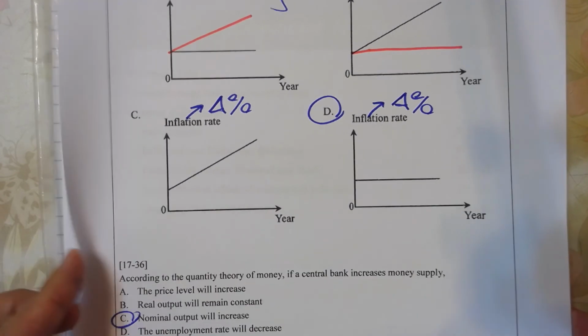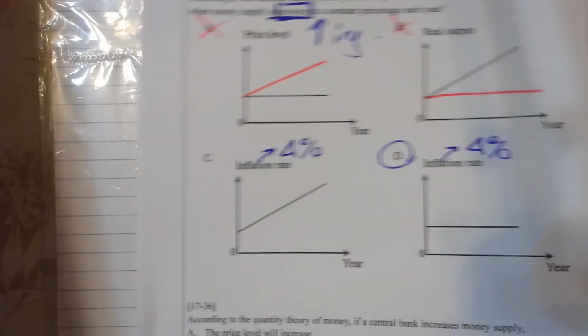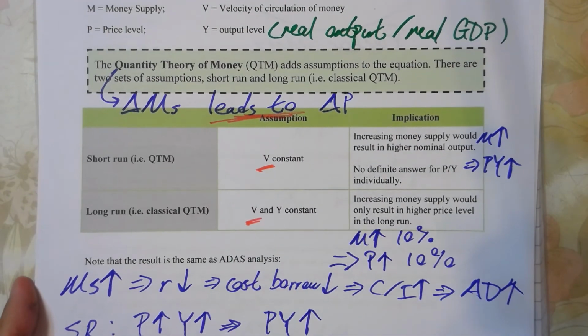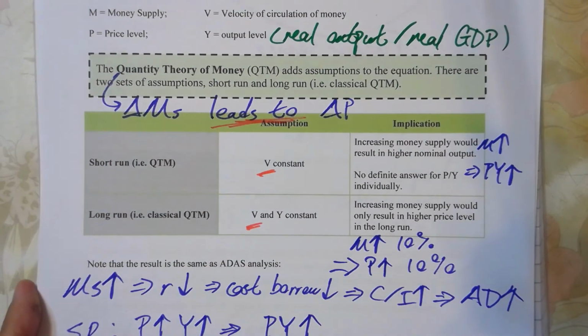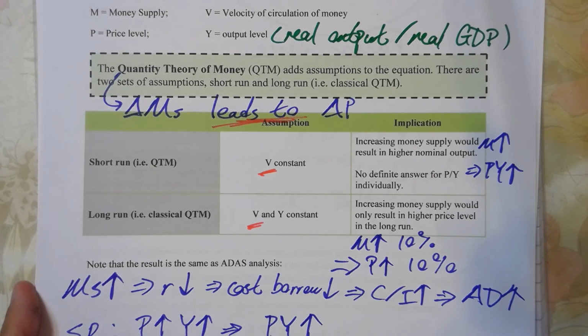Okay, so for this video, we have talked about the QTM. Remember this table, QTM, nothing too difficult. You just need to remember the assumptions and remember change in money supply leads to a change in price level.